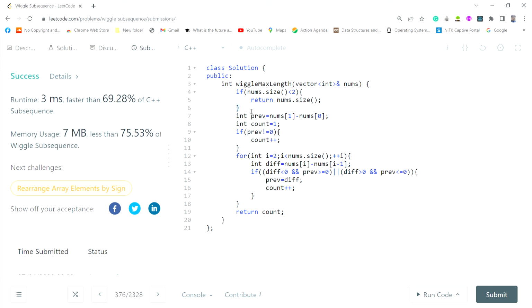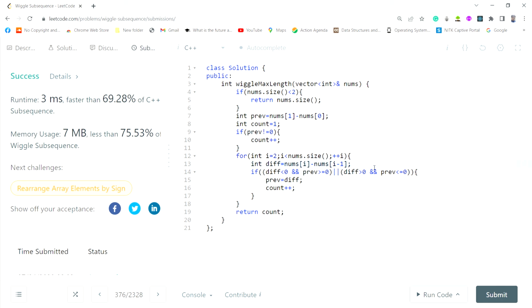Okay, so as I told you, we have to use the previous, the count and the current difference. So I put the previous as the difference of the first two values of the array. Initially I put the count as 1. Why 1? What if both values become the same, then we have to return 1 only. If they are not the same, then we increment the count to 2, as I already told you. We initialize the loop from 2.